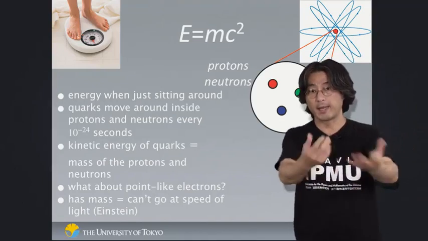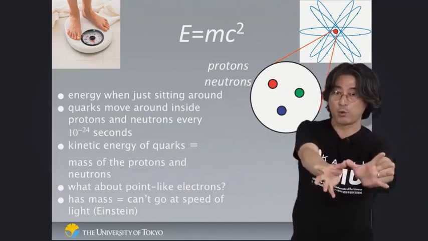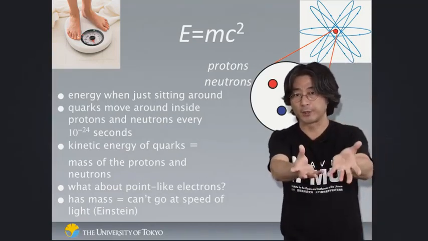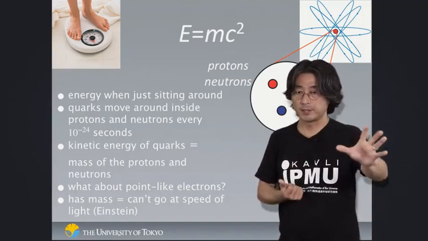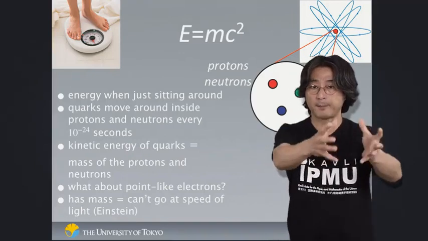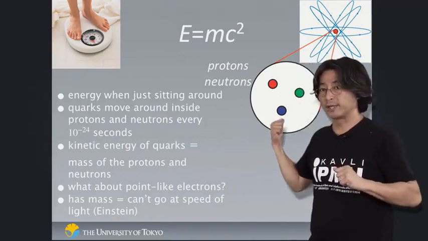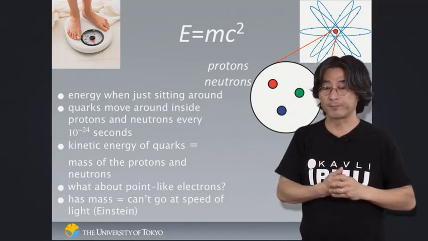But when you weigh protons and neutrons, you're looking from outside. You don't see the quarks inside. So the only thing you can tell is that, well, it has some form of energy. We don't know what it is. But the proton itself seems to be sitting around, not doing anything. So that's what we perceive as the mass of the proton. So the kinetic energy of the quarks is what we are measuring on a scale when you put yourself on it.